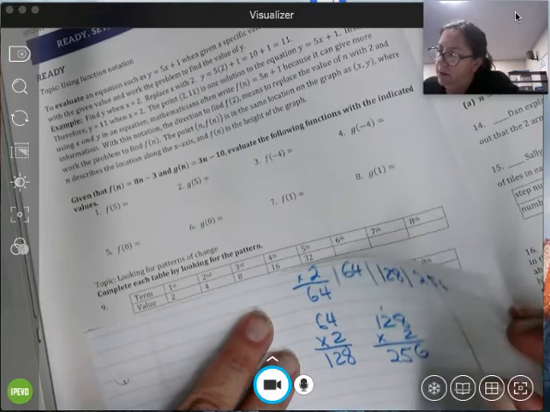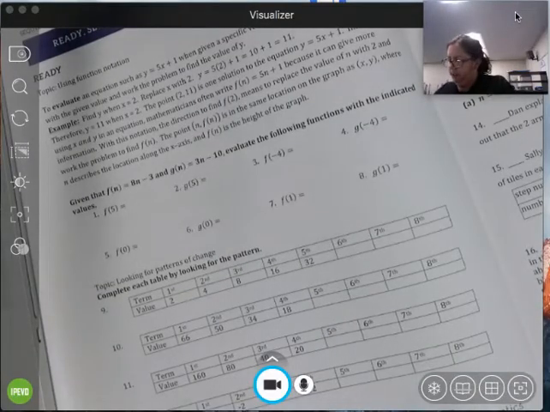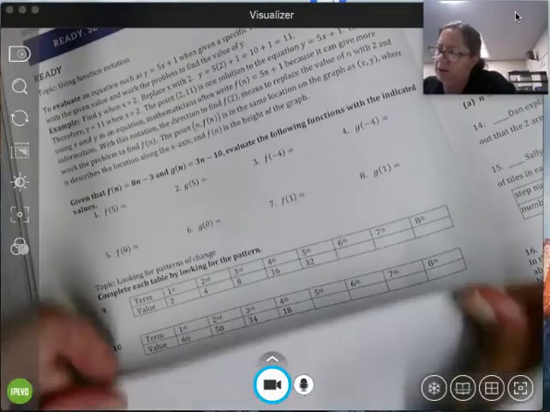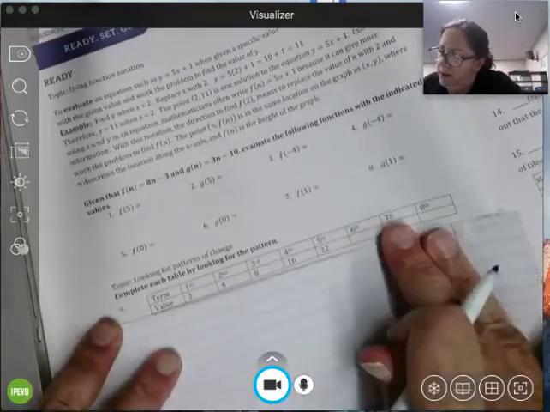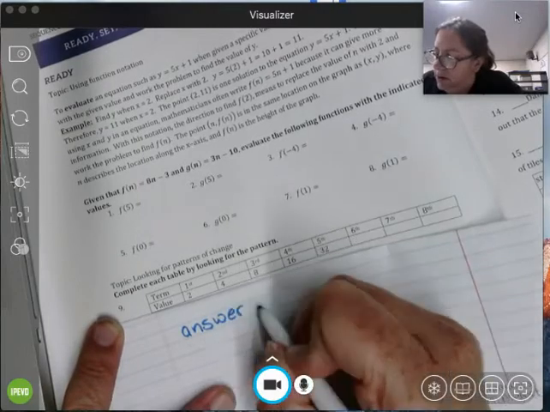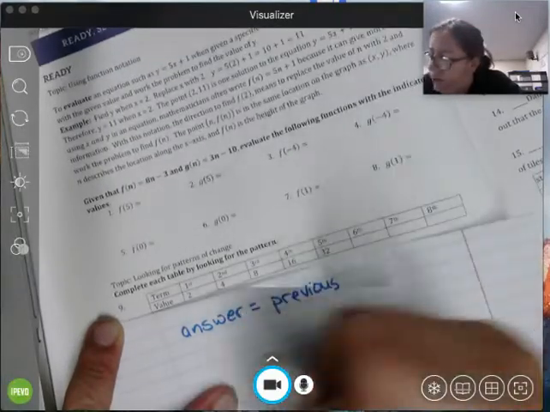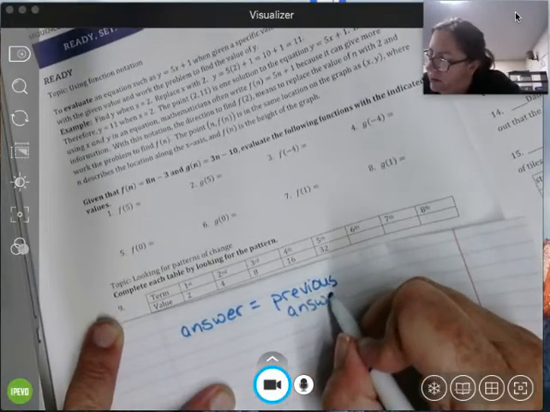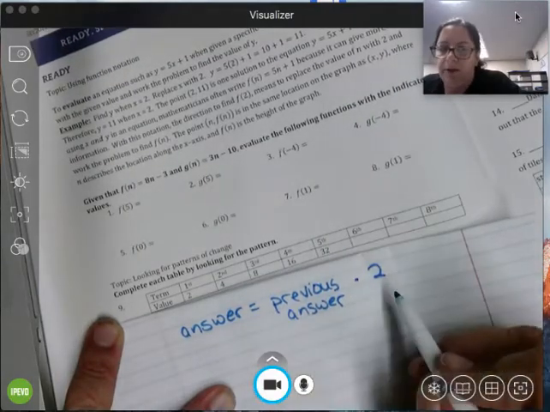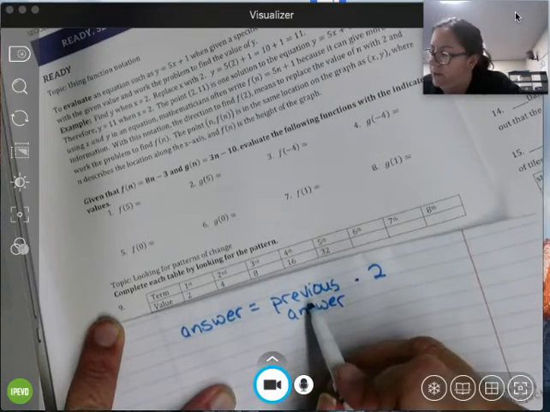Now, what about writing an equation? Well, to write an equation for this, we actually don't really have the setup for that yet. You might remember from last year. But for now, let's just write it like this. If you want the answer, you're going to take the previous answer. Previous means before. The previous answer. And we're going to multiply it by 2. That is our equation for number 9. If you want the new answer, you multiply the previous answer by 2.